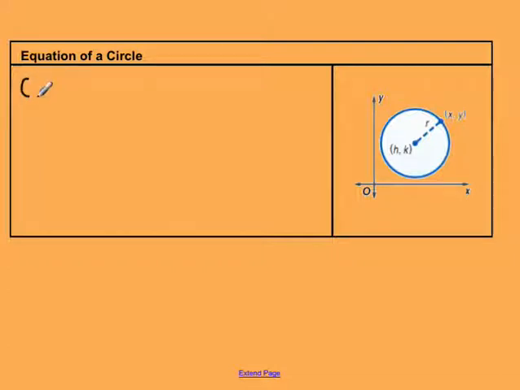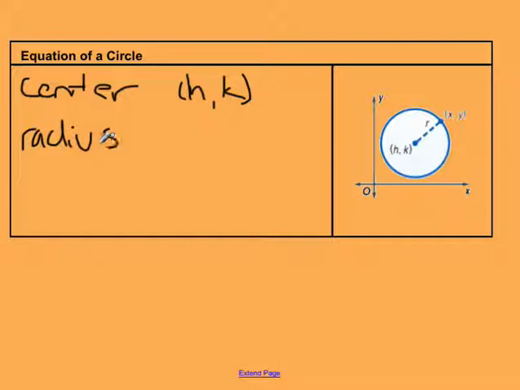First of all, we need to know what the center is. So the center is a point, and that's going to be (h, k). The radius is going to be represented by, conveniently, the letter r. So here's our center and here's our radius. Now the r represents the length of that radius. So what is the equation of a circle?